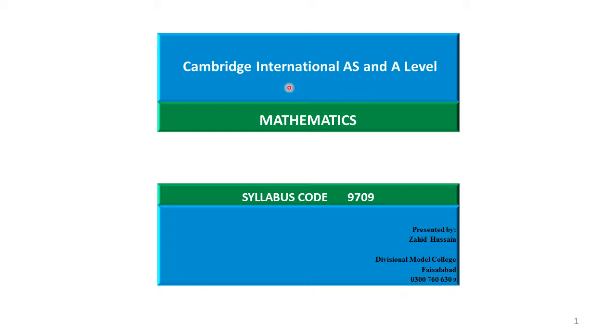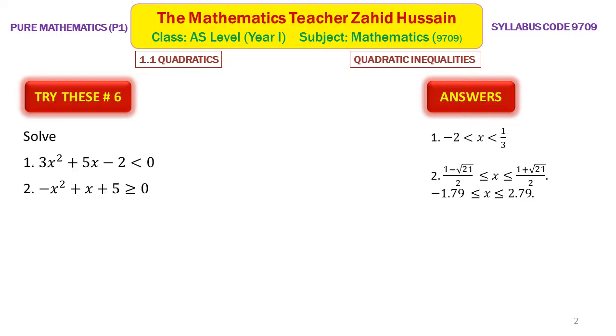We are studying Cambridge International AS and A-level mathematics, the syllabus code of which is 9709. Today is our lesson number 7. These are the questions of lesson number 6, and there are the answers of these questions. Hope you have solved these questions.